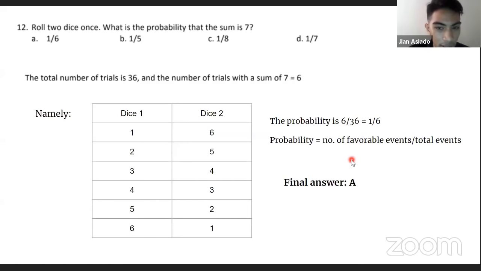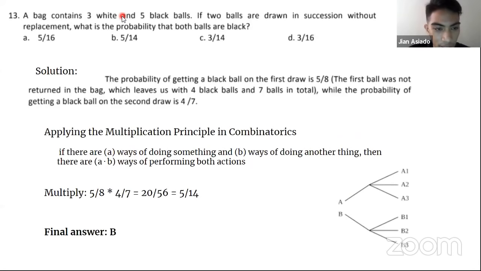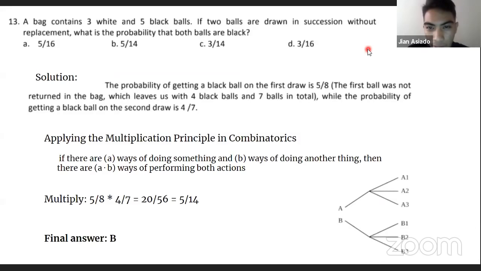Okay, and then this one, number 13 naman. A bag contains 3 white and 5 black balls, no? If 2 black balls are drawn in succession without replacement, what is the probability that both balls are black? So, ayun, sa unang hugot mo, 8 yung bola. Tapos 5 doon ay black, tapos 3 doon ay puti.